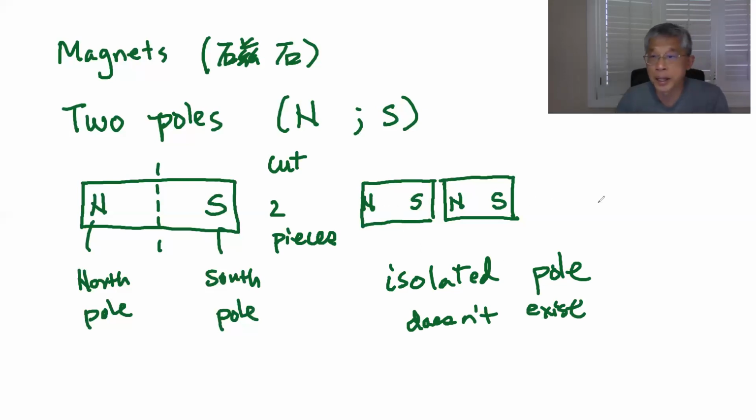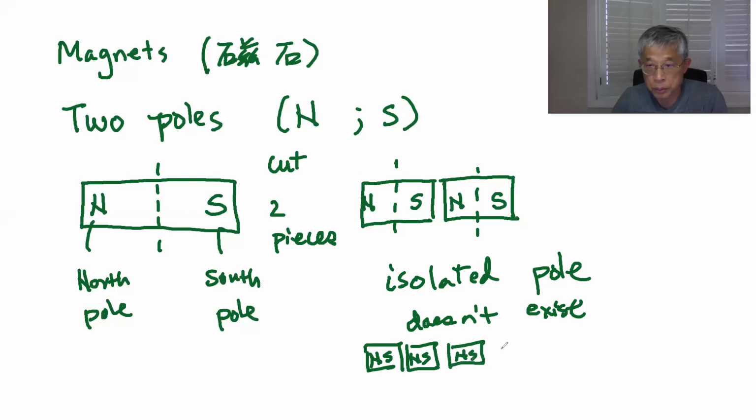Okay, so if you cut it again, same thing, you will have north, south. You cut this one here, and then you have north, south. You cut this right there, then you have north, south, and you have north, south. So it automatically becomes like that. That's something unique to a magnet.